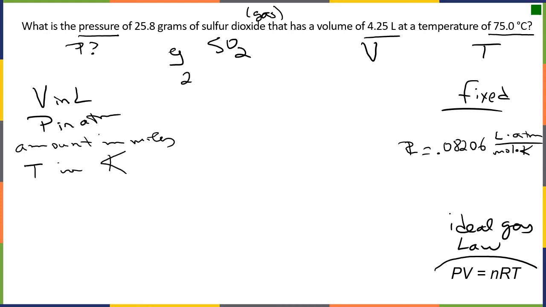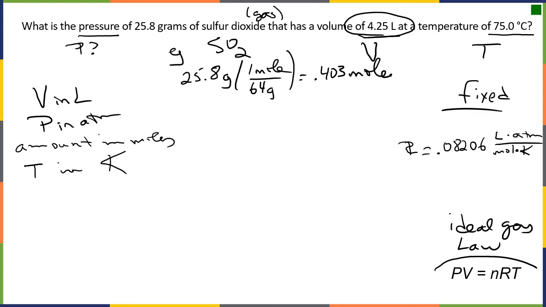If we have 25.8 grams, we calculate the molar mass. We have 1 mole for every 64 grams, giving us a total here of 0.403 moles. Our volume is 4.25 liters. Well, that's in the right units and we're good. Our temperature is 75 degrees Celsius. Well, it has to be in Kelvin. So add 273 and you are going to get 348 Kelvin.